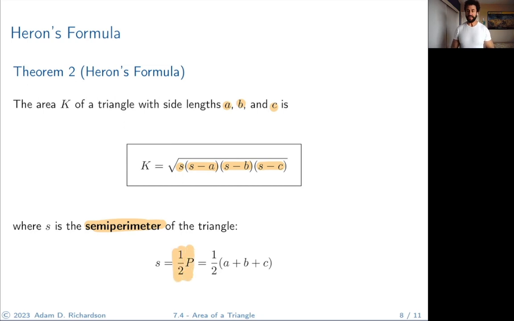Half the perimeter. It's kind of like a semicircle, right? When you talk about semicircles, they're half circles. So here, half the perimeter is going to be half the sum of the side lengths. And that's pretty much it. So if you happen to know all the side lengths of a triangle, then you can use this formula and it'll tell you the area of the triangle.